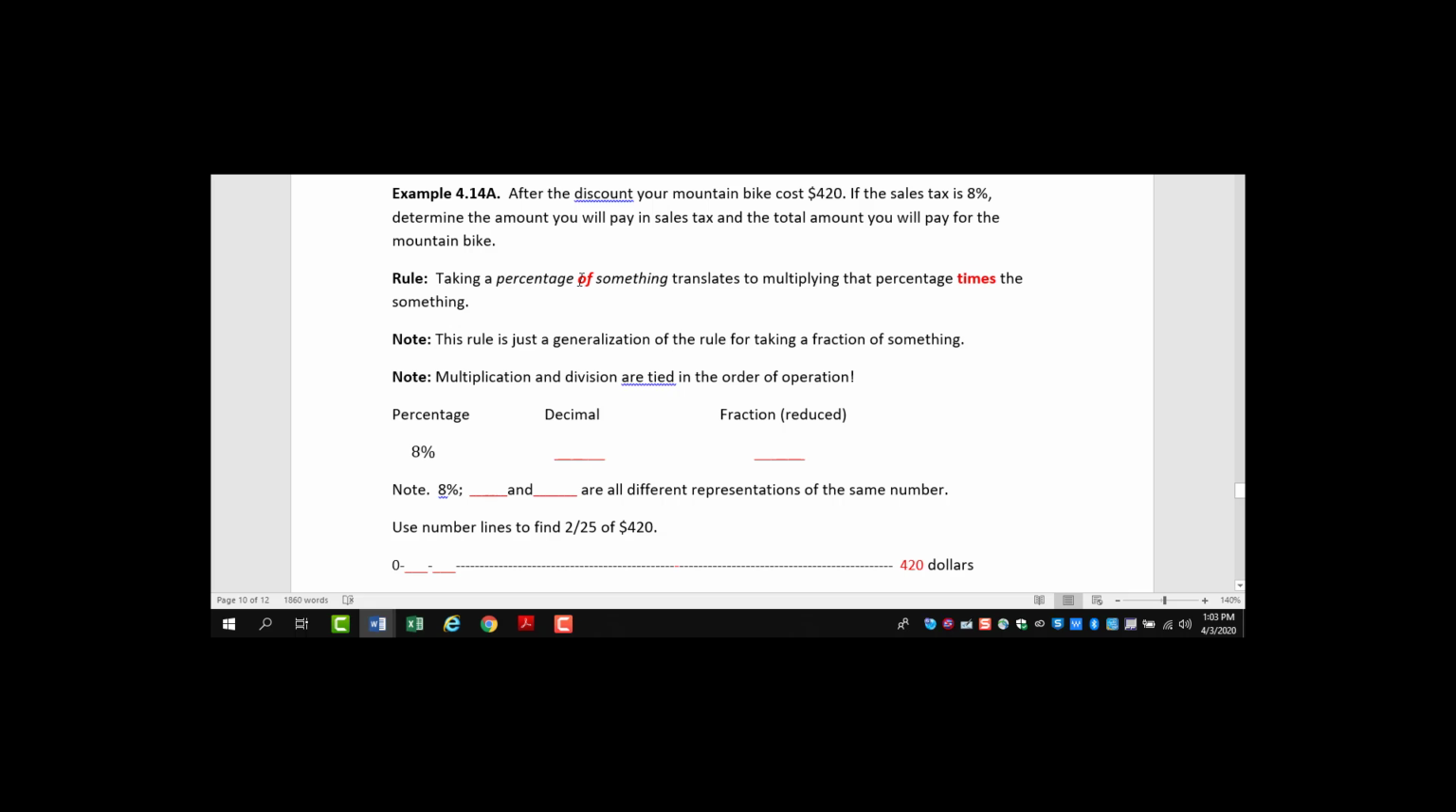Rule: taking a percentage of something translates to multiplying that percentage times something. This rule is just a generalization of the rule for taking a fraction of something. Remember when we took like 2/5 of 60? For example, 60 divided by 5 times 2. So this just gives you an idea of what's going on here. Multiplication or division are tied in the order of operation. You can do either one first.